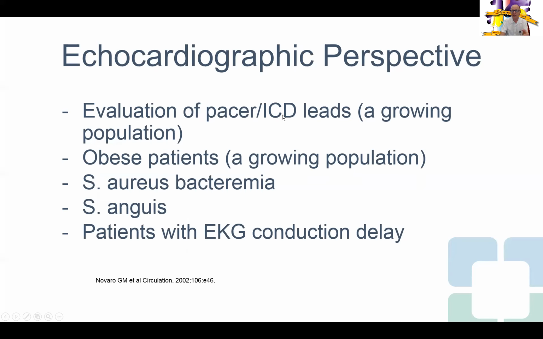and you can see involvement of other structures, specifically the tricuspid valve or the pulmonic valve. So is this an isolated lead vegetation where you're going to get away with just extracting the lead and moving on and reimplanting another lead in the future? Or is this going to require a surgical explantation of the lead and fixing the tricuspid valve if the tricuspid valve is involved? Obese population, again, patients with Staph aureus, this is a very invasive organism.